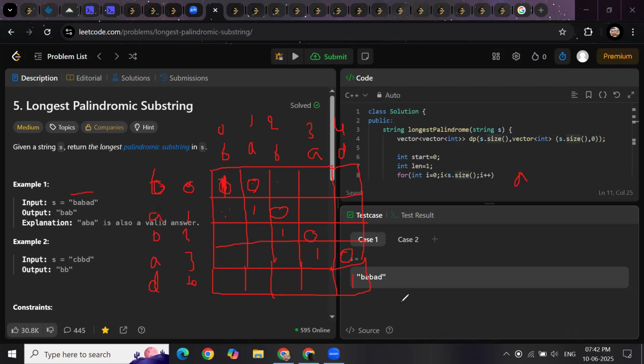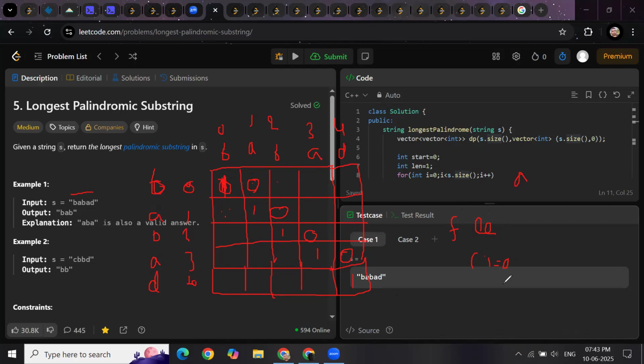For 1 and 2 length, we will run a separate loop for marking them as palindrome or not palindrome. Okay. Now after this, we will run a double for loop. The outer loop will represent the length of the string, and the inner loop will be the starting point of the string.